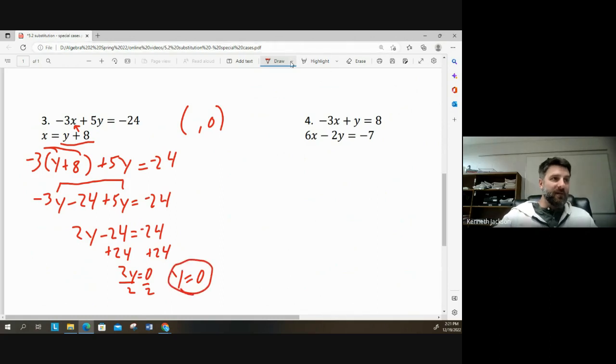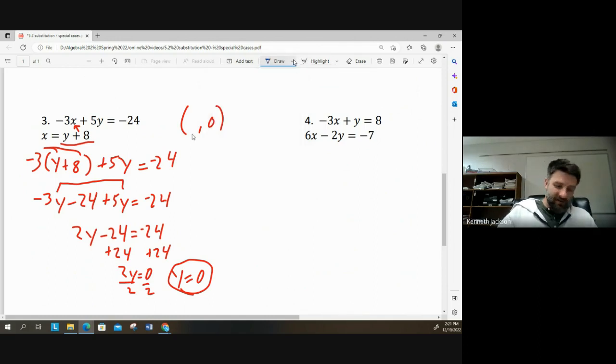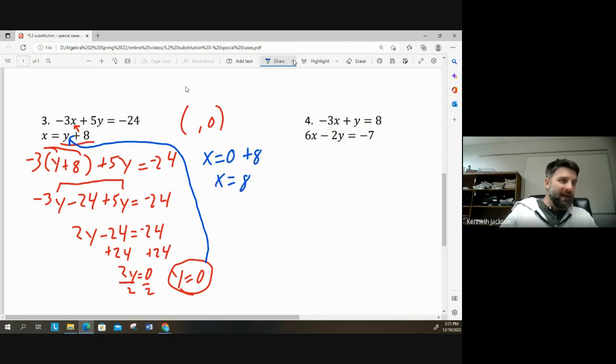Now to find the other something, as we discussed in a previous video, we need to take this y value of 0 that I just solved for, and plug it back into either equation for y. I could either plug it in here, or I could plug it in up here. It doesn't matter. You'll get the same answer. I'm going to pick the equation that looks easier to solve. So x equals y plus 8. That's 0 plus 8. X equals 8. That means that these two lines cross at the ordered pair, 8, 0.